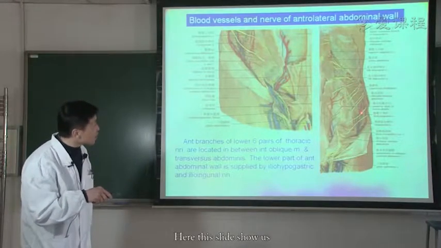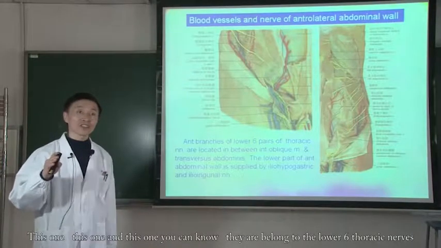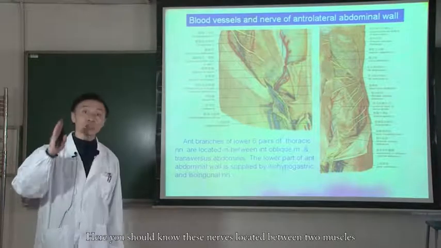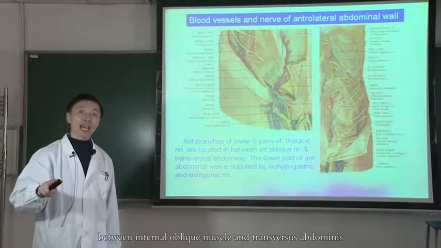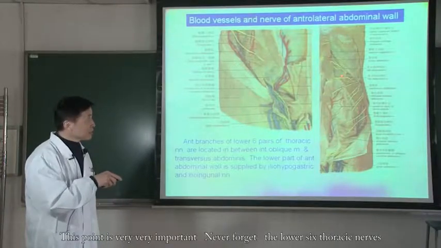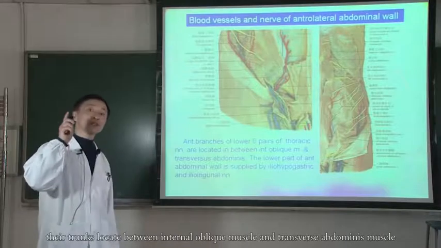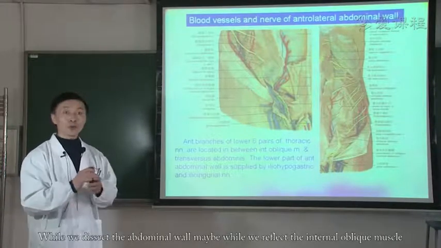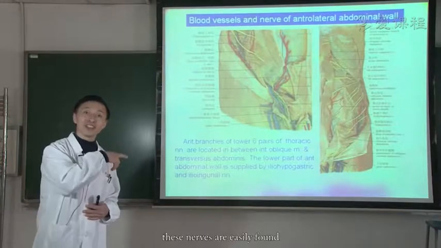This slide shows us, here, these belong to the lower six thoracic nerves. Here, you should know, this nerve is located between two muscles. Between what? Between the internal oblique muscle and the transverse abdominis muscle. This point is very, very important. Never forget, the trunks of the lower six thoracic nerves are located between the internal oblique muscle and the transverse abdominis muscle. While we dissect the abdominal wall, maybe while we reflect the external oblique muscle, this nerve can easily be found.